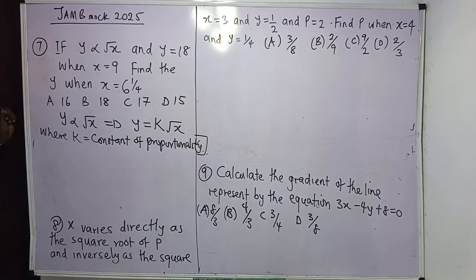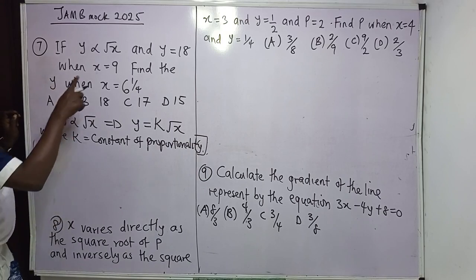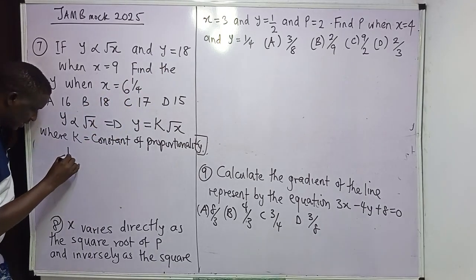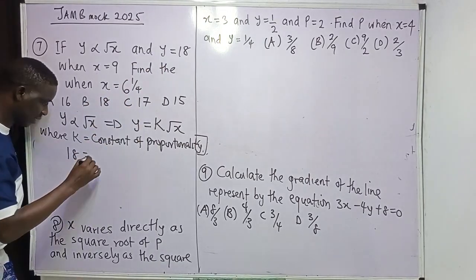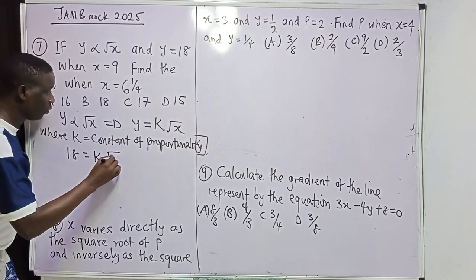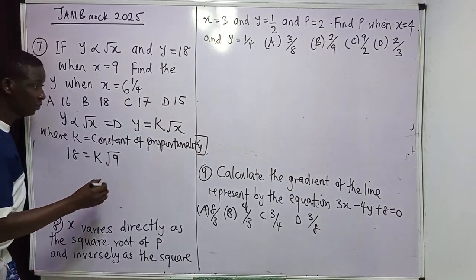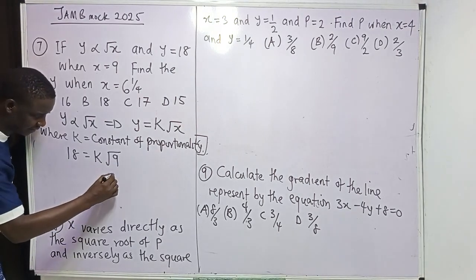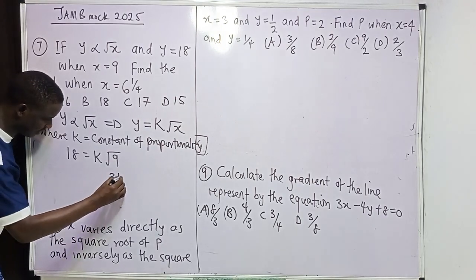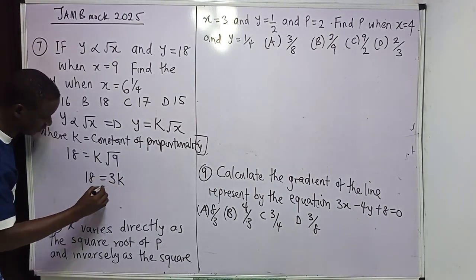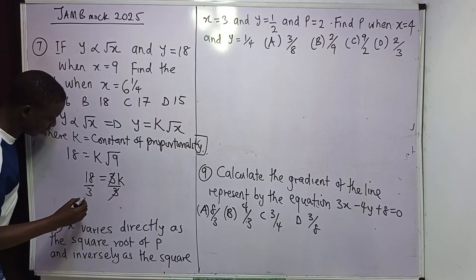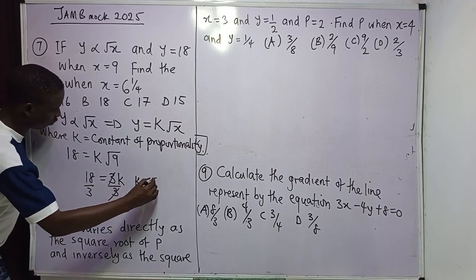Now what do we do? When x is equal to 9, y was 18. So 18, or y, equals k times the square root of 9, just to get our k. The square root of 9 is 3, times k is 3k equals 18. Divide both sides by 3, so cancel. So k equals what?